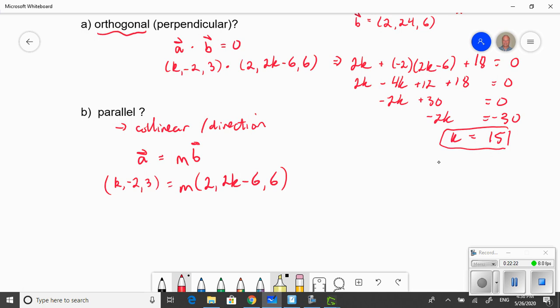Now, x isn't going to work, y isn't going to work because I'm going to have multiple variables here. But look at the z component here. My z component is 3 equals 6m. If 3 equals 6m, clearly m is 1/2. So m equals 1/2 has to be my value here in order for this ratio to work. The only way 3 is related to 6 is through a factor of 1/2.